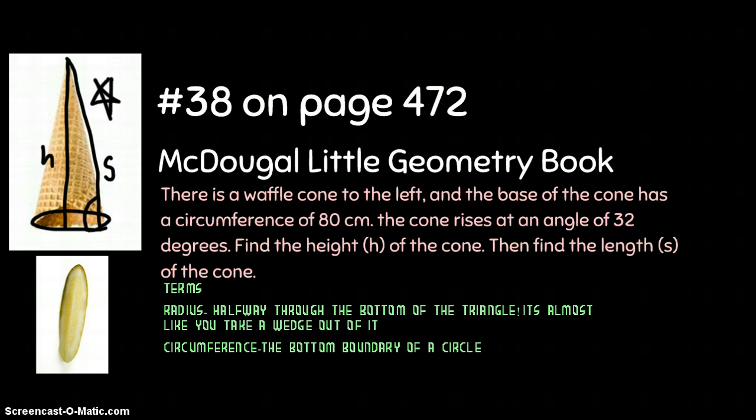Okay, so let's discuss some of these terms. The radius is this halfway point through the bottom of the cone, and it's almost like you can take a wedge out of the cone. The circumference is this bottom boundary of the circle. And once again, when you take it out, it kind of looks almost like this pickle wedge.